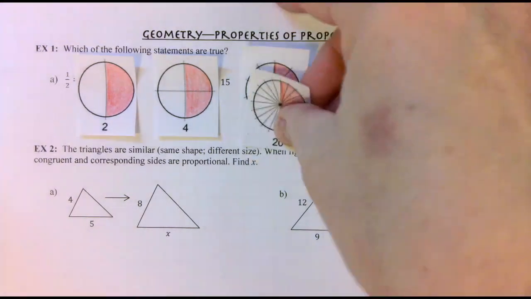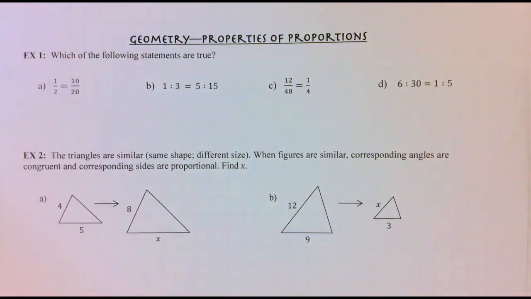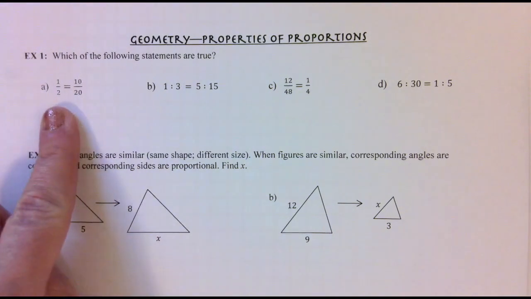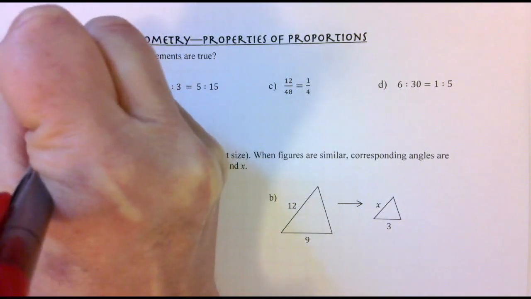So when we end up building these proportions, like we're seeing in these examples A through D, I'm just saying, are those ratios true? So 1 to 2, is that the same as 10 to 20? I just showed you that it was, right? 10 to 20 reduces down to 1 to 2. So absolutely true.